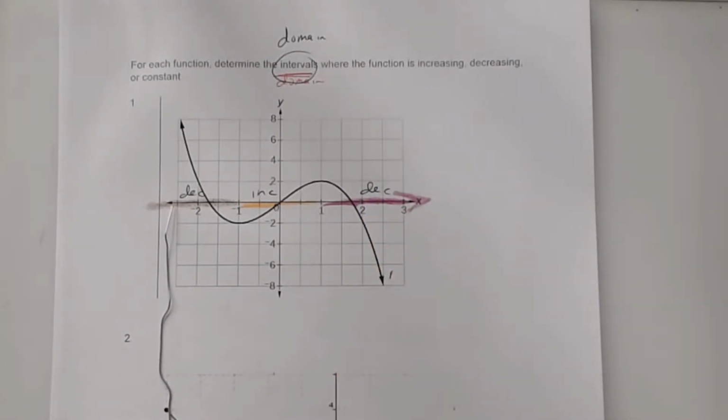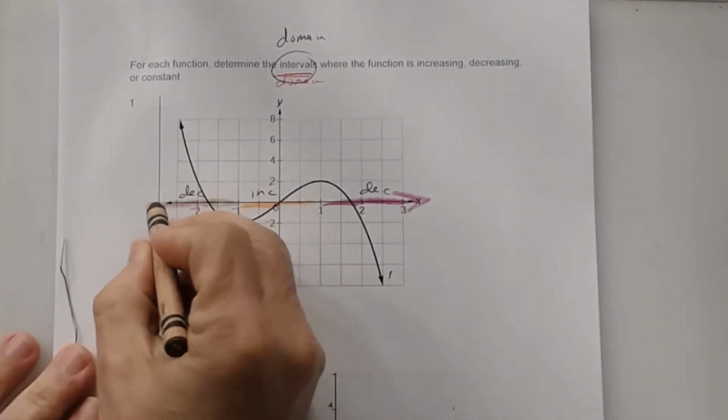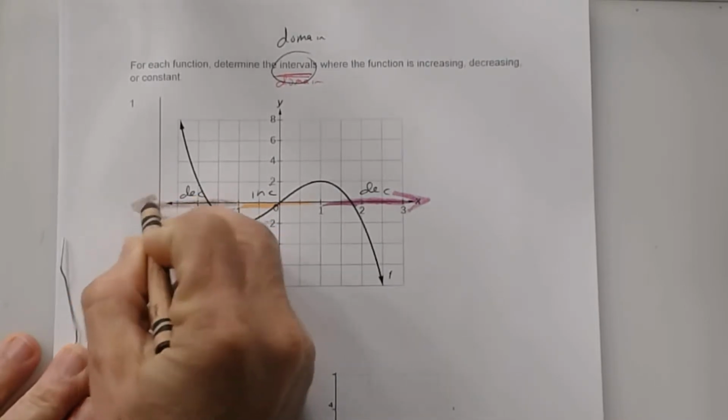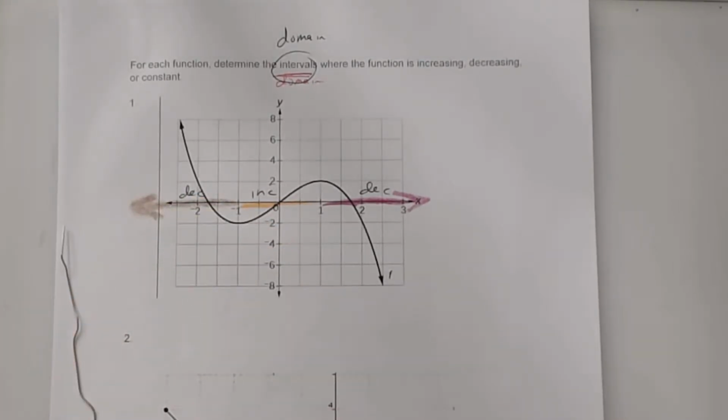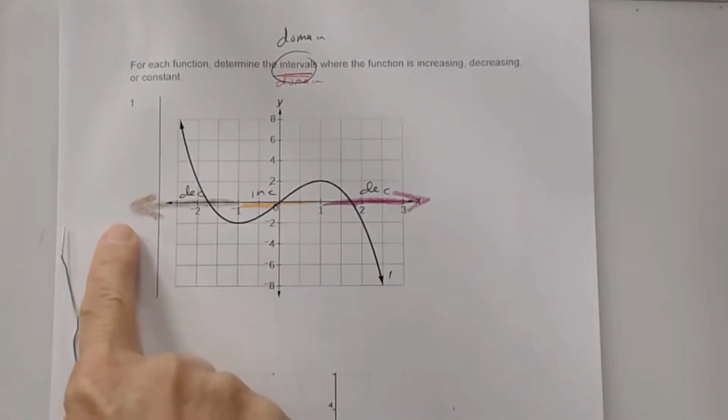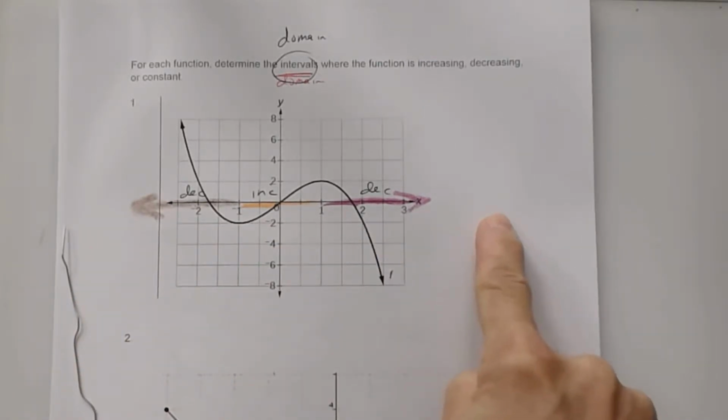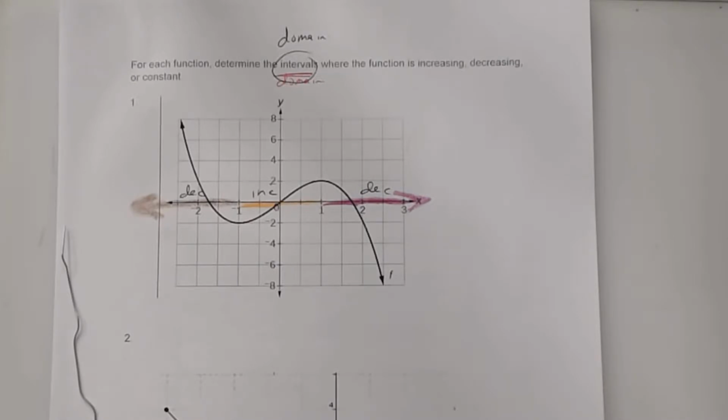Now, let me go back to the brown color and put an arrow here, and I'll explain why. Yesterday we talked about the domain of this function. What's the domain of this function? Negative infinity to infinity. So you'll see the arrow here going from negative infinity to what? Infinity. That's why we have that arrow on both sides, because the domain is negative infinity to infinity. But in the domain, there are three separate intervals. So see those three different intervals?